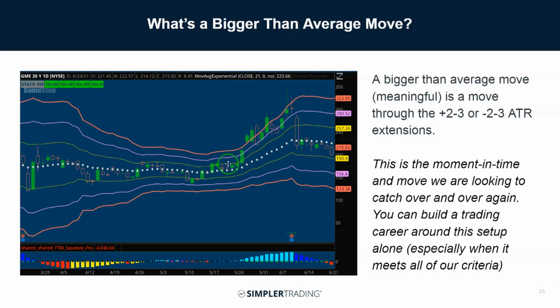If you look at GameStop here, let's start to tie it together. You got a daily squeeze. The squeeze takes place at the 21, and after we fired the squeeze, we got a bigger than average move. Very quickly, after weeks of average price action, +1 ATR, -1, +1, -1, +1, -1. Once that squeeze fires and releases all the energy we're building up here, there's a meaningful move. A bigger than expected move is a move into 2 to 3 plus ATR. The squeeze, that's what helps us find this.